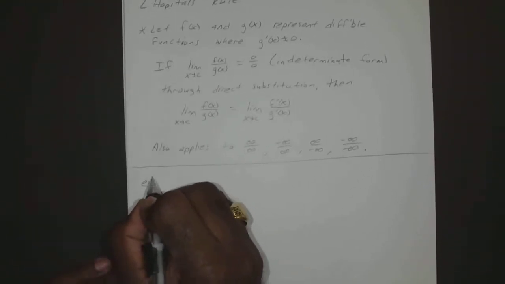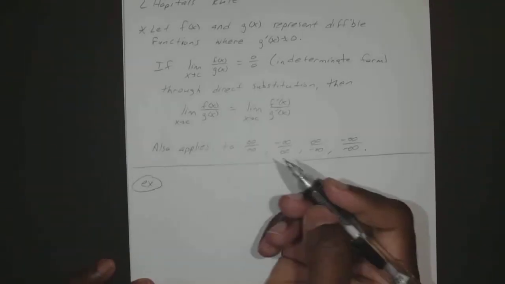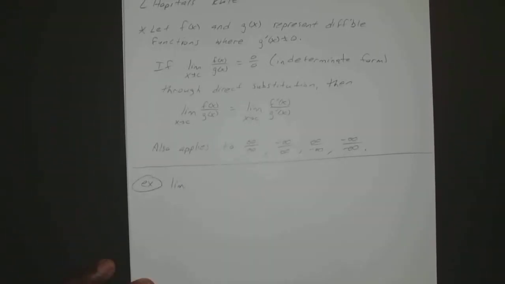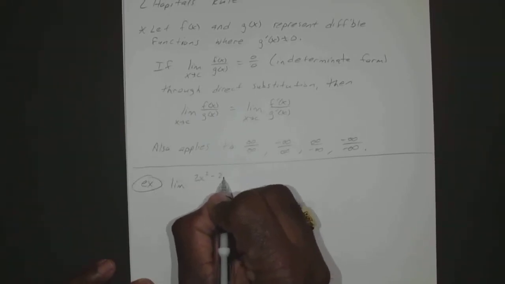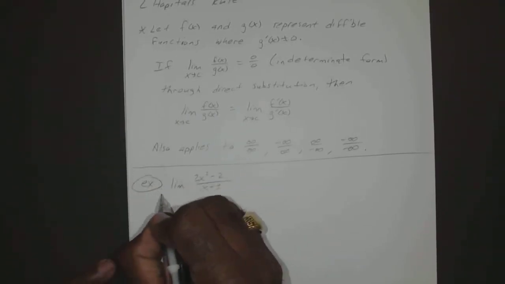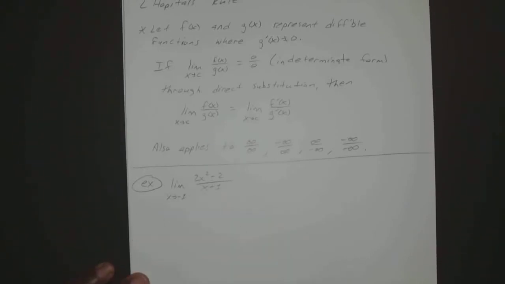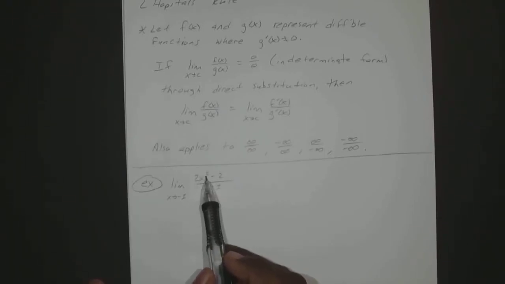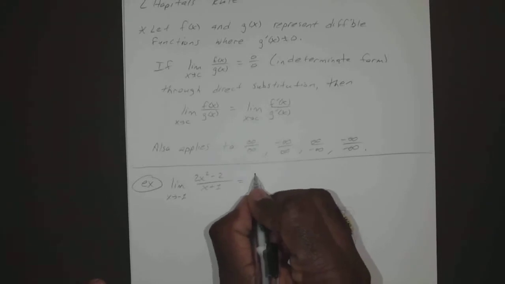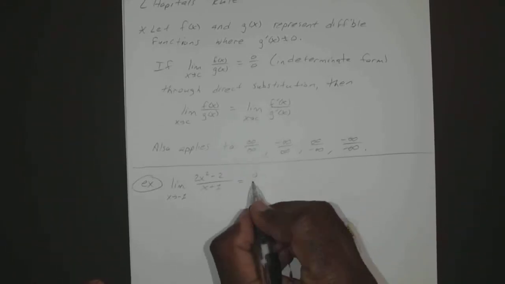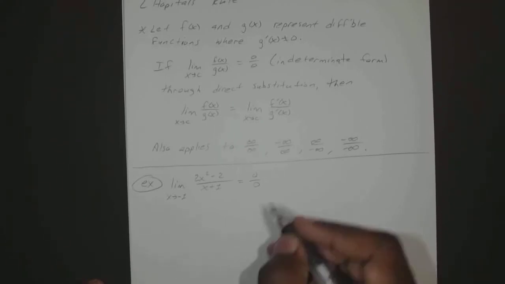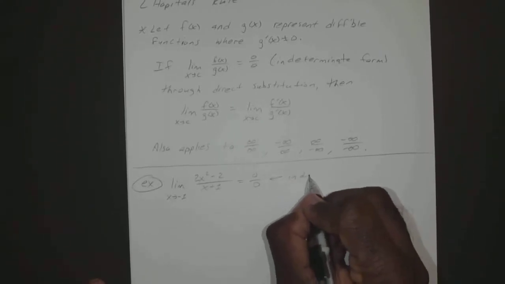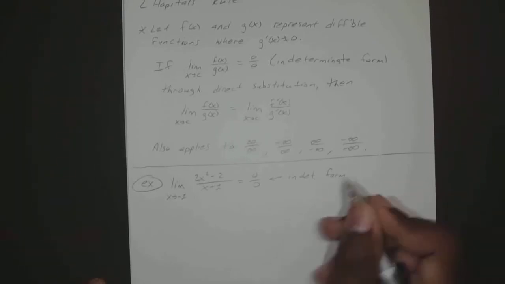All right, so let's say, for example, we have the limit of 2x squared minus 2 over x plus 1 as x approaches negative 1. Okay. So if you just plug in negative 1, you get negative 1 squared is 1. So you have 2 minus 2 is 0. Negative 1 plus 1 is 0. So you get 0 over 0. Okay. So you have the indeterminate form, which means you can use L'Hopital's rule.